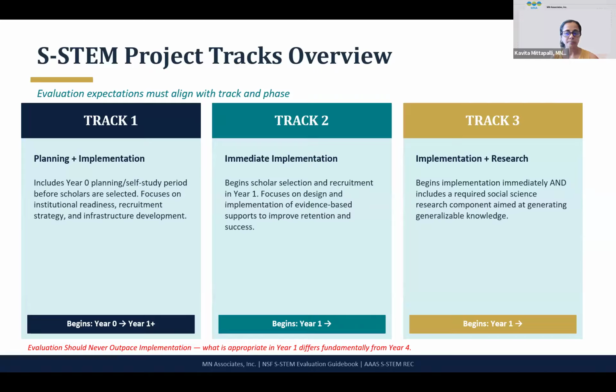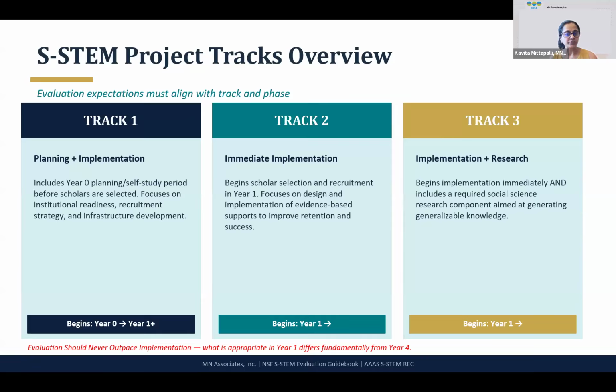Then track 2 begins implementation and scholar selection almost immediately. The moment a track 2 is awarded, we know that they are expected to start the planning, implementation, and scholar selection in the first year itself. So there is a need for immediate implementation. Then track 3. Track 3 does the same, but it also adds a required social science research component that is aimed at generating generalizable knowledge in a very rigorous, evidence-based fashion.